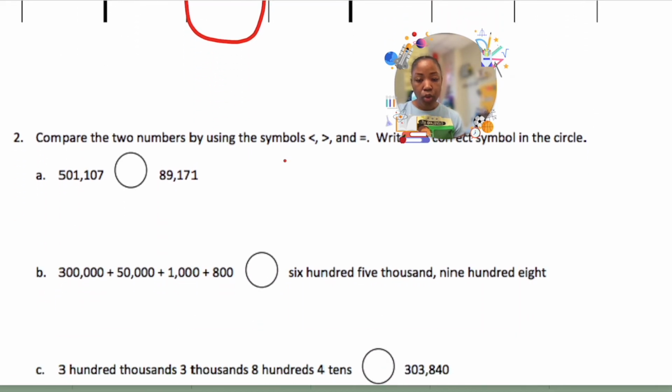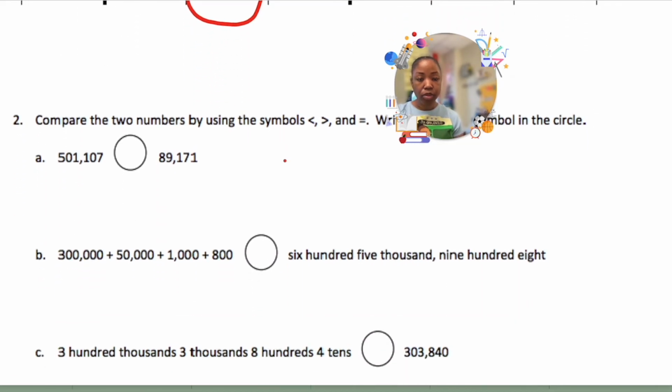For number 2, we're putting greater than, less than, or equal to, but these numbers are in different forms. So for some of them, we will need to change the form before we can compare or analyze them. For this first one, comparing these numbers, we have 500,000s, but there are no 100,000s here. 5 is greater than 0.